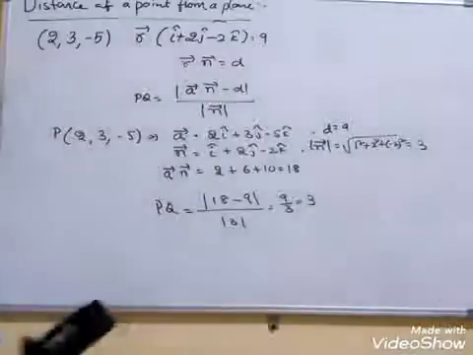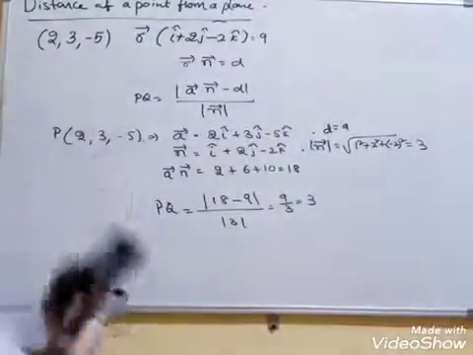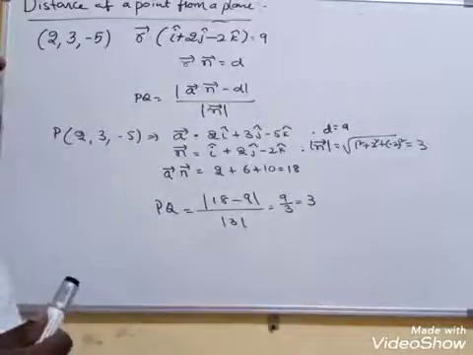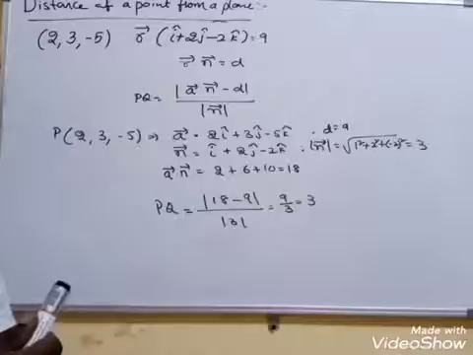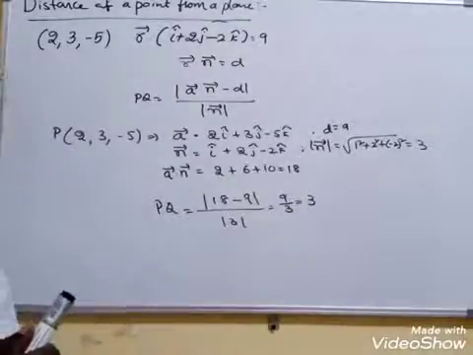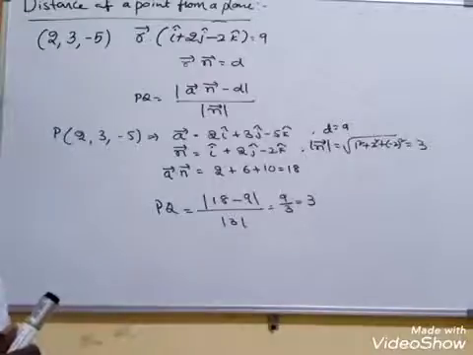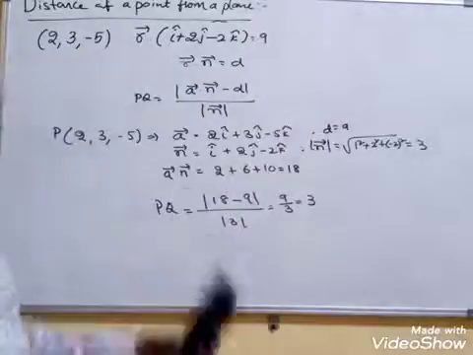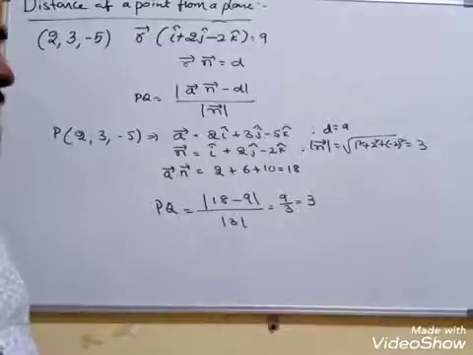Once again, what they are asked is to find the distance of the point (2, 3, -5) from the plane r bar dot (i plus 2j minus 2k) is equal to 9. Now observe that the given normal vector is not a unit normal. Why? Because the magnitude you are going to get is 3. That's why it is not a unit vector, and that's why it is of the form r bar dot n bar.